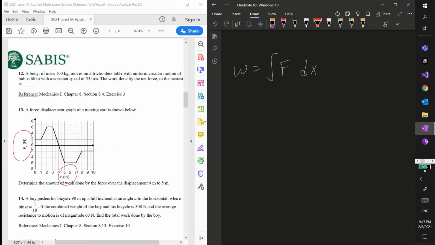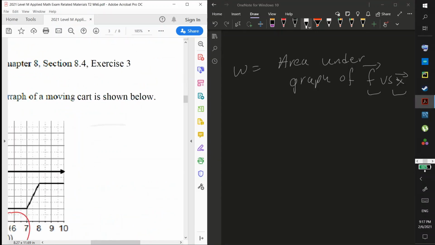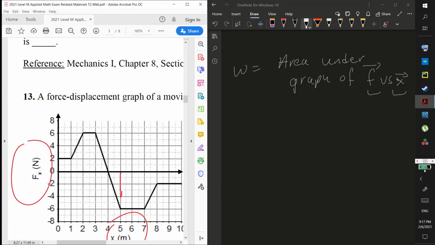You don't really need to know the integral yet. You'll take it next year. All you have to know now is work is equal to the area under the graph of F versus displacement. Force versus displacement. So if you look at your graph, they want this whole area from here to here.